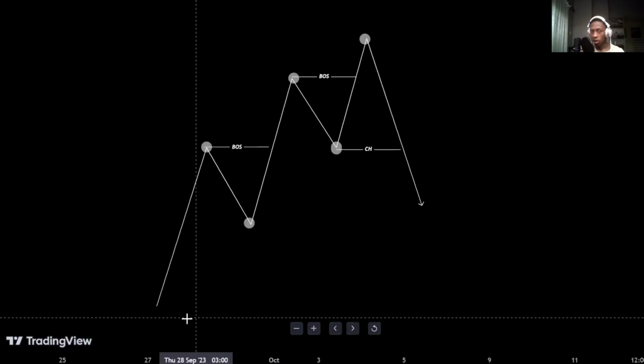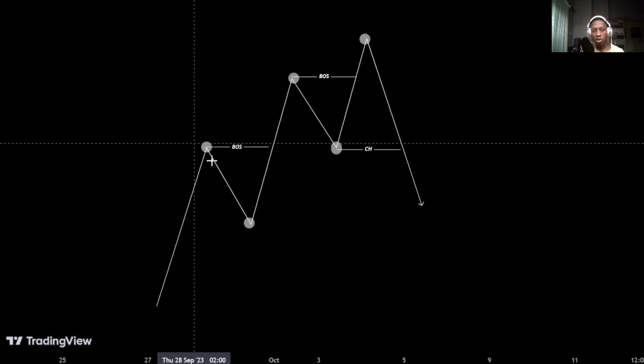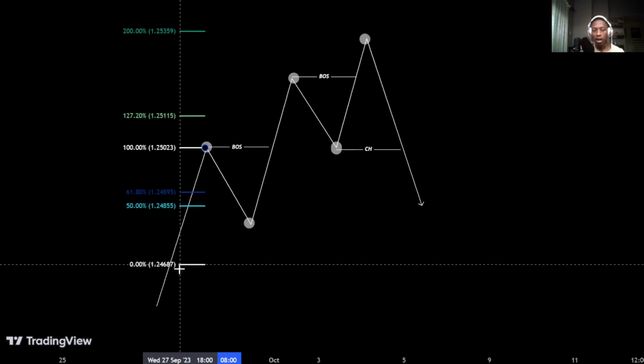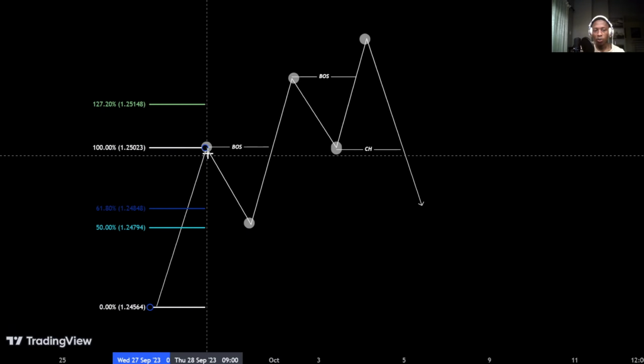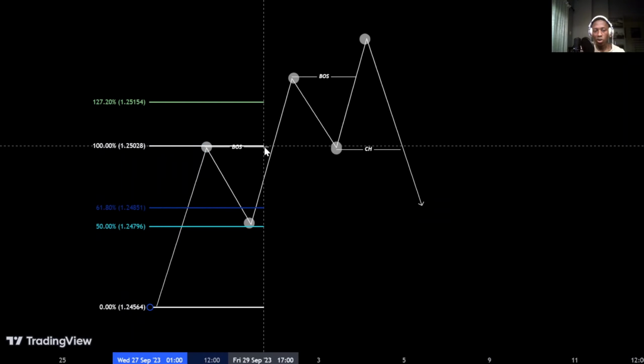So with this tool, as the market impulses all the way to the top, you come with your Fibonacci tool and you mark out the highs and the lows.